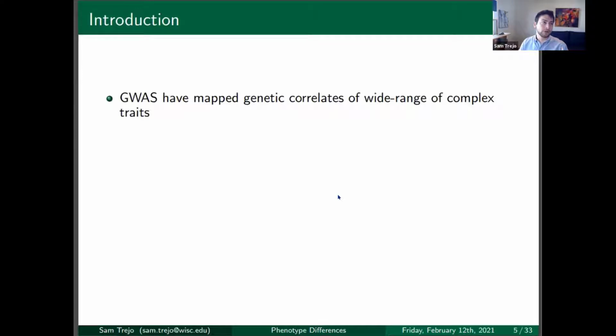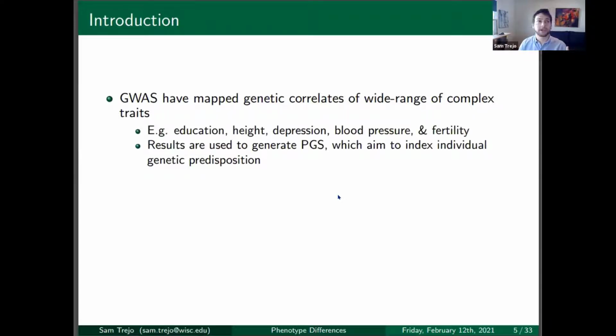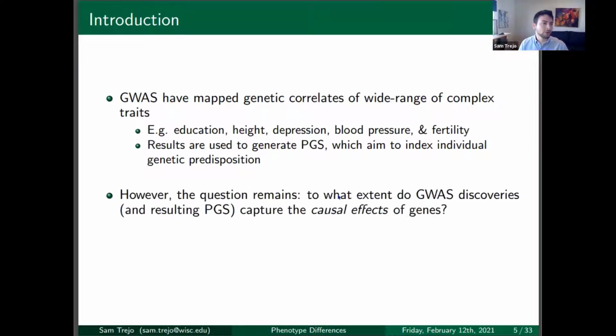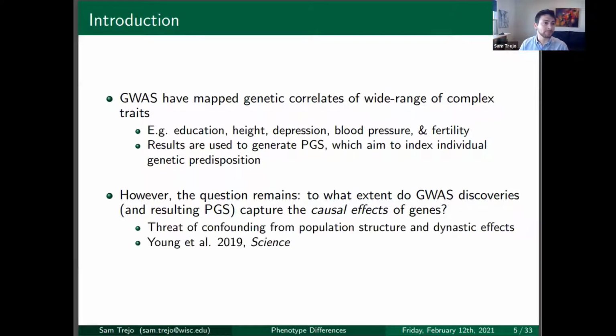So as an introduction, Elliot talked about this, but GWAS have mapped genetic correlates of a wide range of complex traits, ranging from education to height, depression, blood pressure, fertility. And the results are used to generate polygenic scores, PGS, or as Patrick would call it, a polygenic index, which aim to index individual genetic predisposition. So I would argue that this question remains: to what extent do existing GWAS discoveries and the subsequent PGS, built off of their weights, capture the causal effects of genes?